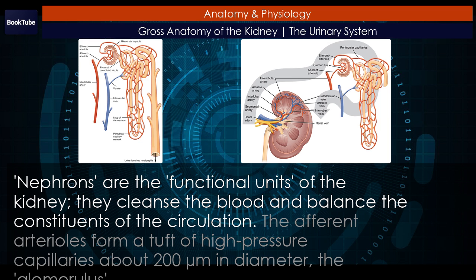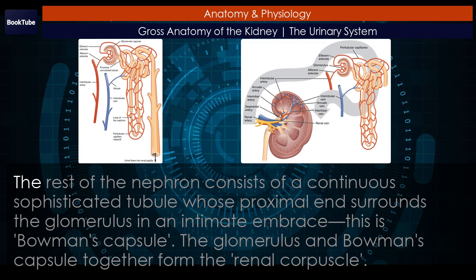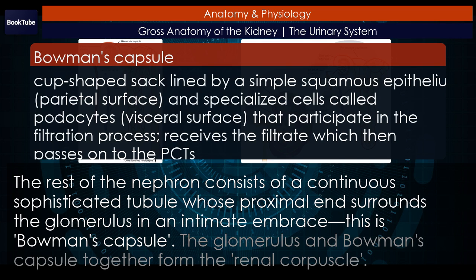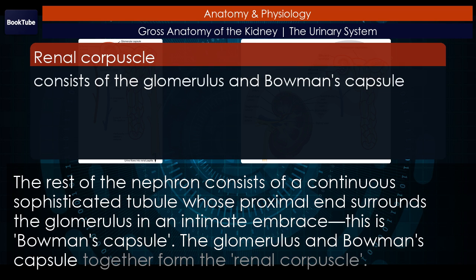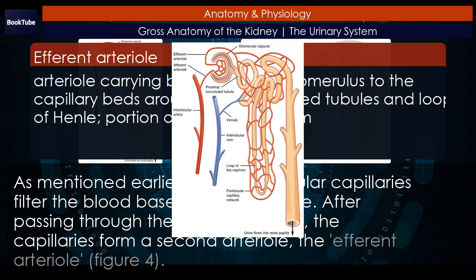The afferent arterioles form a tuft of high-pressure capillaries about 200 micrometers in diameter: the glomerulus. The rest of the nephron consists of a continuous sophisticated tubule whose proximal end surrounds the glomerulus in an intimate embrace. This is Bowman's capsule. The glomerulus and Bowman's capsule together form the renal corpuscle. As mentioned earlier, these glomerular capillaries filter the blood based on particle size. After passing through the renal corpuscle, the capillaries form a second arteriole, the efferent arteriole.